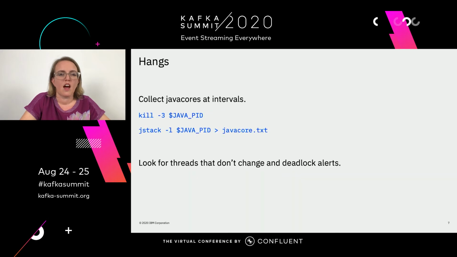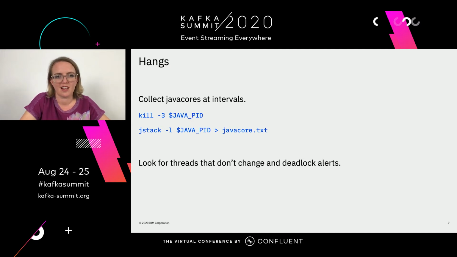Okay, so Kafka runs in a JVM. It's a Java application. Java's got loads and loads of tools for debugging problems, and make the most of these when you see a problem with your Kafka brokers. So I'm just going to talk through a few different ways that Kafka can break, and the JVM can be used to debug these. The first of these is a hang.